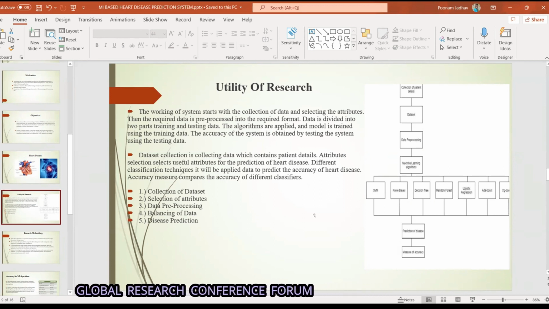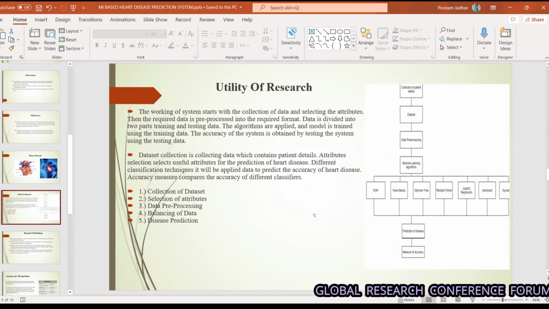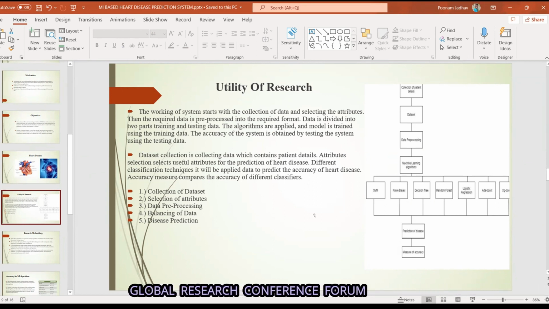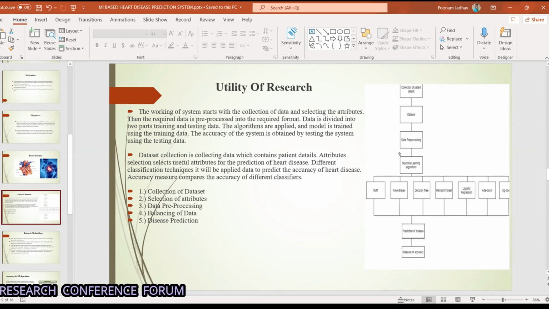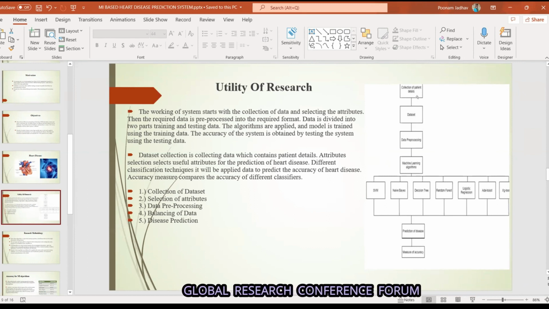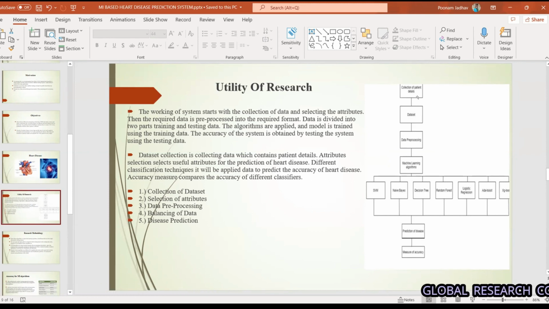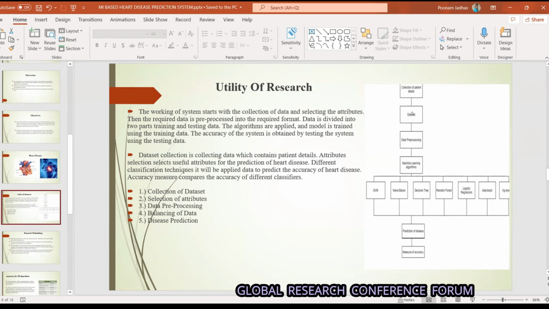The flow consists of the different stages: collection of the data set, selection of attributes, data pre-processing, balancing of data, and disease prediction. This is the flow chart which we are using in the program, starting with the collection of patient details, like blood pressure, sugar, and features like ECG that affect heart disease. So we are collecting the data set.